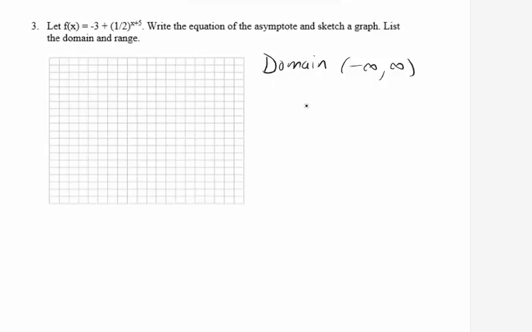For the range, I could either punch the graph into the calculator and look at it, or let's just review transformations. Let's think about what the graph's going to look like. Okay. So the base is less than 1, we're going to get exponential decay if we just did 1/2 to the x. But if we do the x plus 5, that would shift it to the left by 5. And then the -3 has a really big effect here.